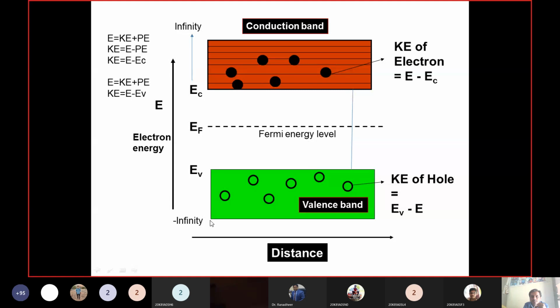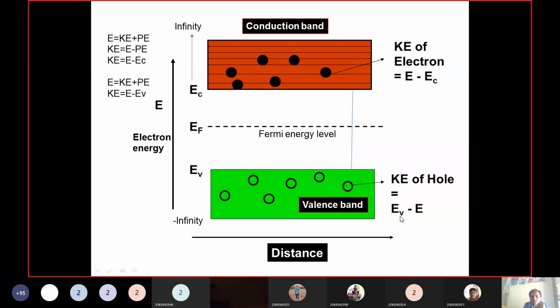Now take the effective energy of the hole. The hole will be present below the valence band. If you want the effective energy, it is EV minus E, where E is the energy of the hole at this particular place. EV minus E is also called the kinetic energy.